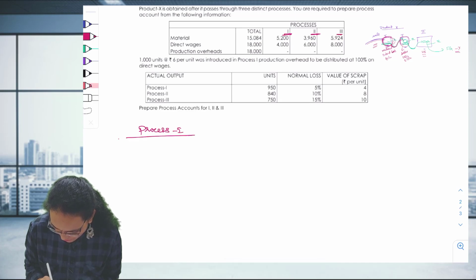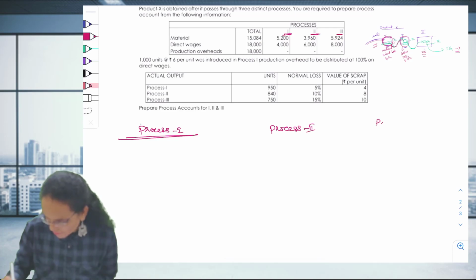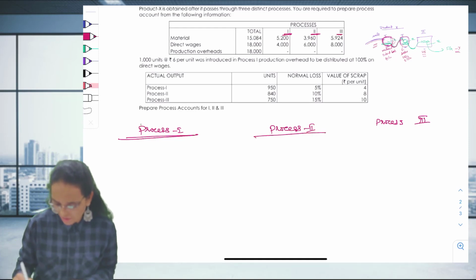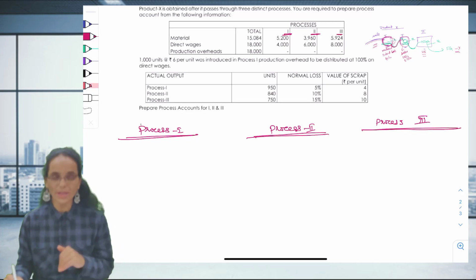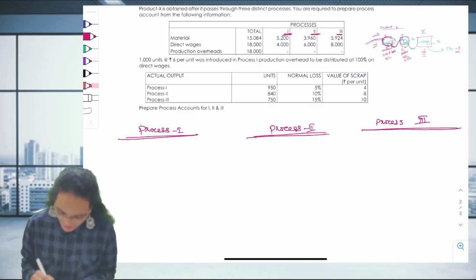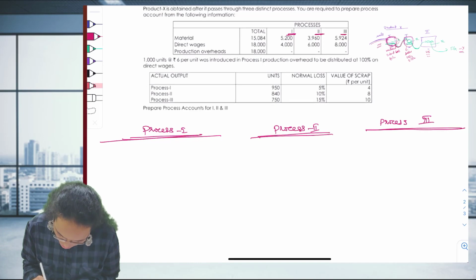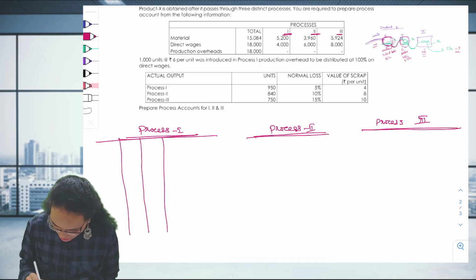Process 1, process 2 and process 3. See, here I am writing in this horizontal way, but in the examination you don't write like this. Here I am writing this way just to make you understand. But in the examination you write one by one. First one, second one, third one, like this. So process 1, table. One is for the units and one is for the amount.